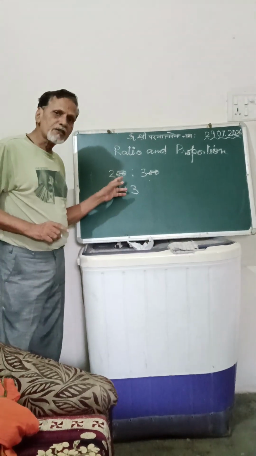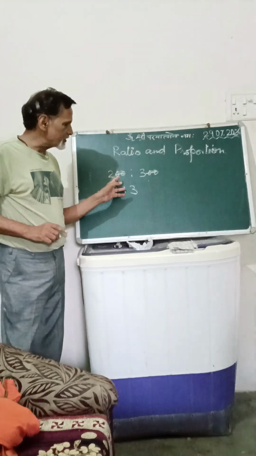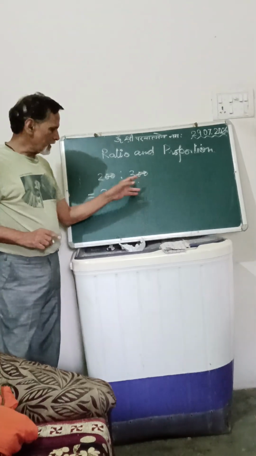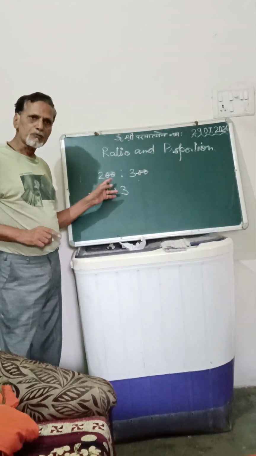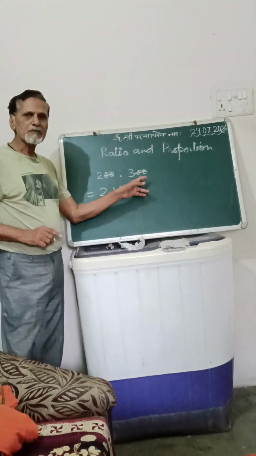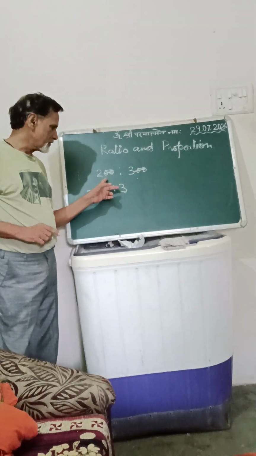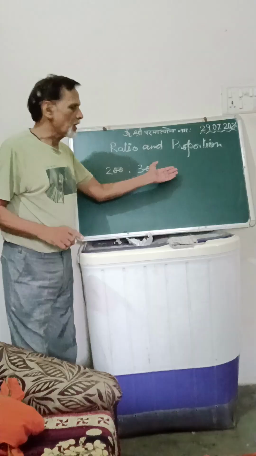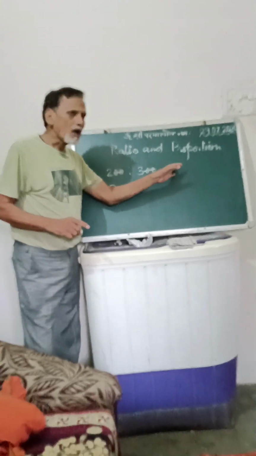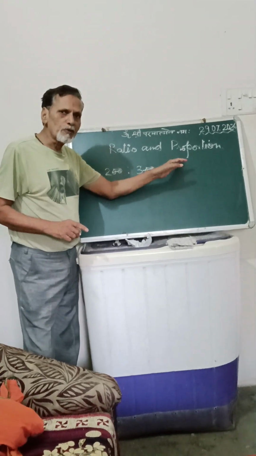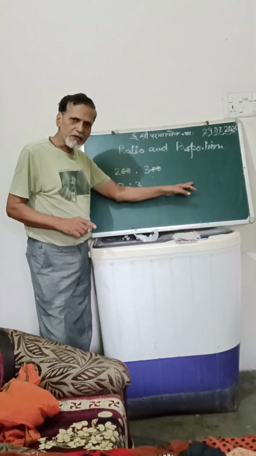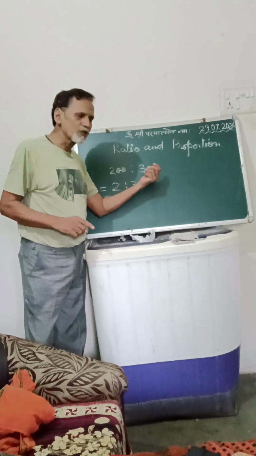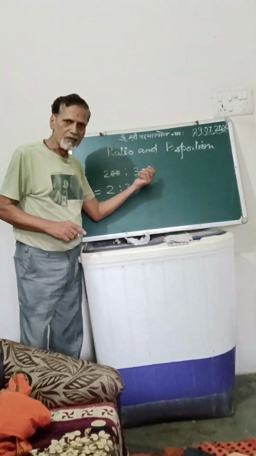The first one is named the antecedent and the second one is known as the consequent. In Hindi, it is known as Purvapad and Uttarpad. In English, it is antecedent and consequent. As you know, in fractions, the upper one is known as numerator and below is the denominator. Similarly, the first one is known as antecedent and the second one as consequent.